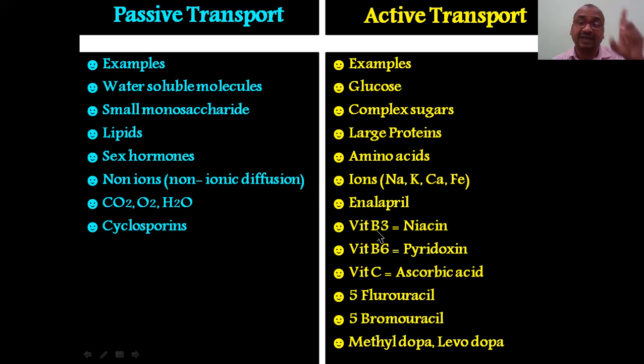Enalapril, vitamin B3, B6. B3 is nothing but niacin, B6 is nothing but pyridoxine. If you reverse 6, you will get a P. Like that you can remember, 6P. And 3 means new. After marriage, wife and husband, you will get a new third thing, that is a baby. So a new baby will come. Like that you can make a trick here. And vitamin C, ascorbic acid. So B3, B6, C, 5-fluorouracil, 5-bromouracil, and methyldopa, levodopa.